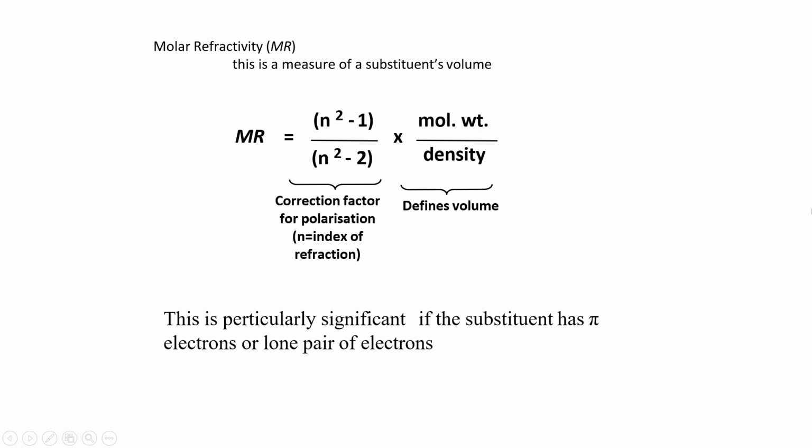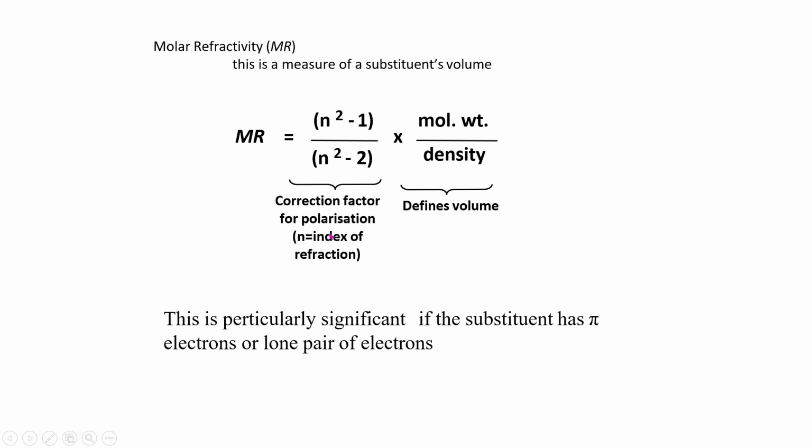And what is the meaning of the word molar refractivity? Molar refractivity is nothing but the measure of the volume which is occupied by an atom or a group of atoms. How much volume they occupy is nothing but the molar refractivity. And this molar refractivity is obtained by MR is equal to (n square minus 1) divided by (n square plus 2). This is nothing but the correction factor for the polarization, that is the index of refraction.